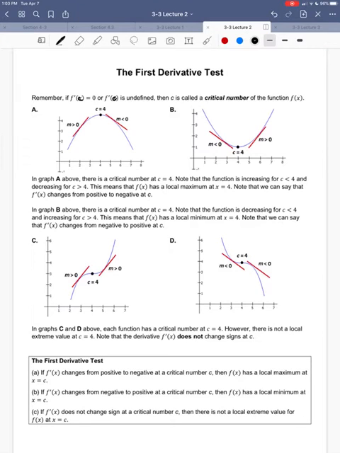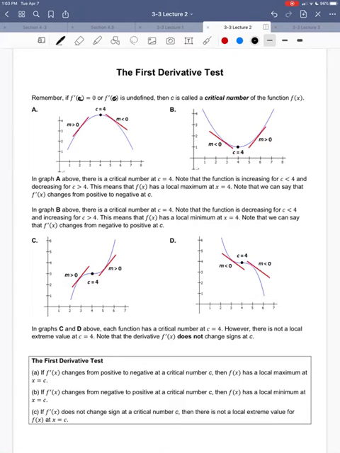In this mini lecture, I'm going to continue looking at how the first derivative of a function, f prime of x, describes the graph of the underlying function f of x. And in this mini lecture, I'm going to look at something called the first derivative test.